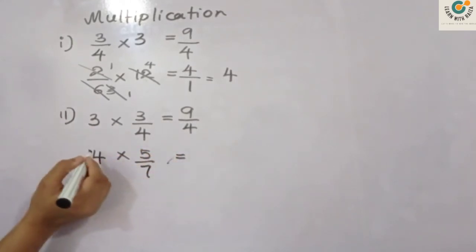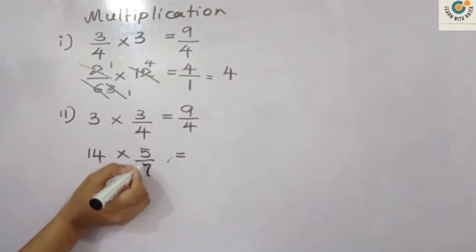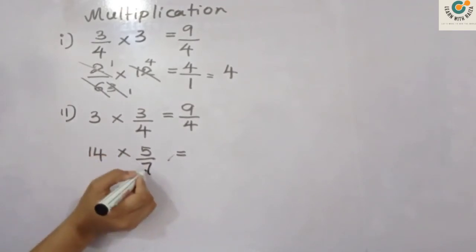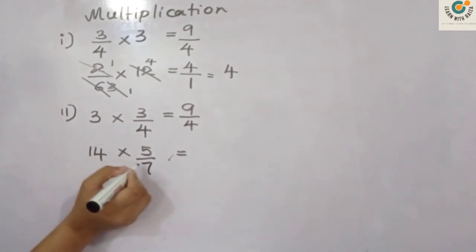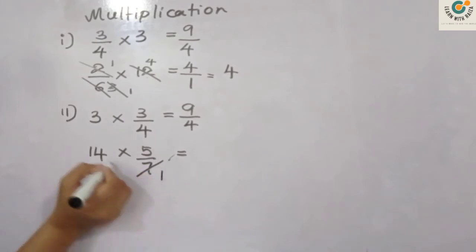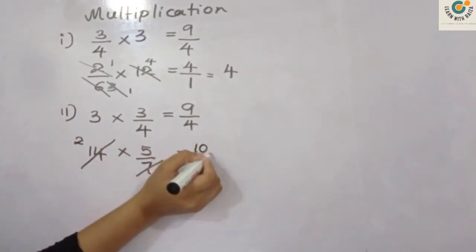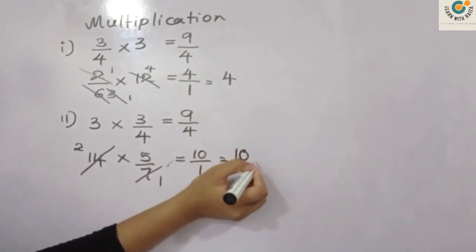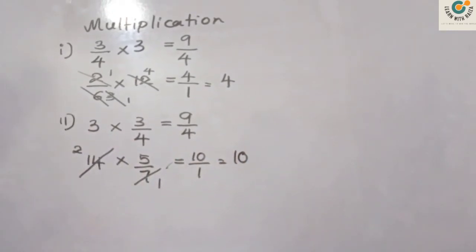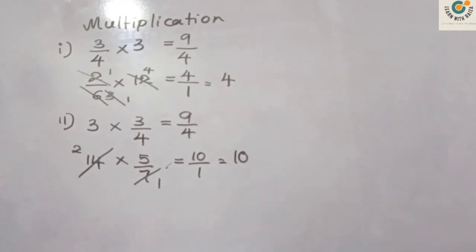Then also, rather than multiplying, if you can cancel by any means, this way we can cancel. 7 divided by 7, 1. 14 divided by 7, 2. Answer will be 10 over 1, which is equal to 10. So this is the way of multiplying fractions by whole numbers and whole numbers by fractions.